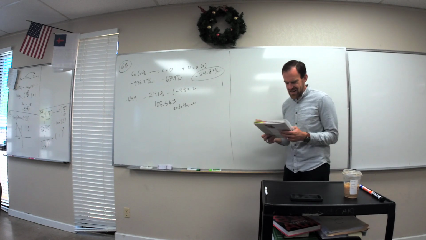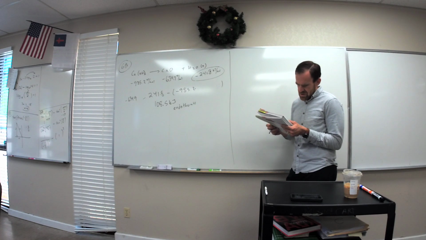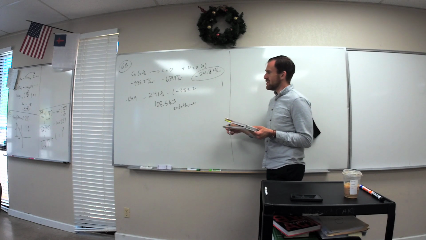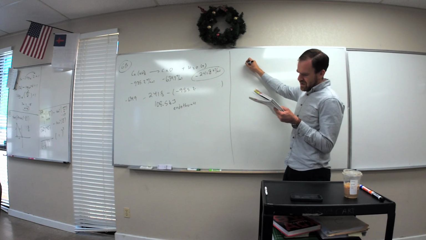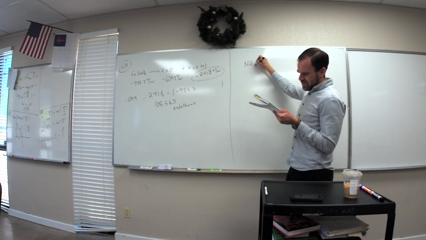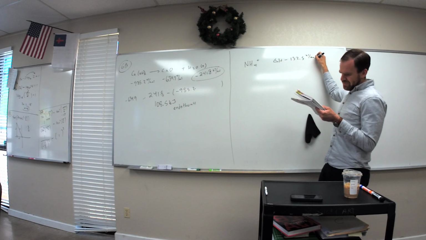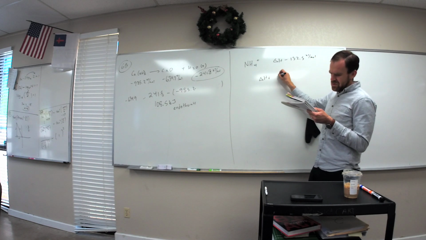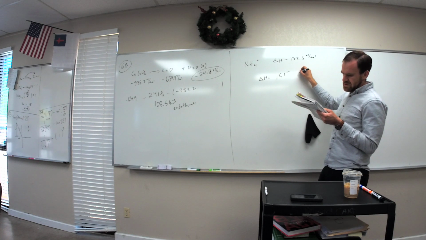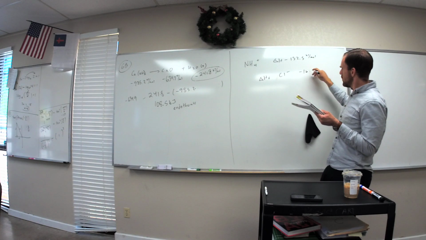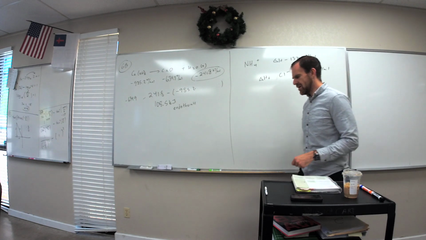Number 7. Some instant ice packs contain ammonium chloride, which dissolves to produce 2 ions in a reaction similar to that involving ammonium nitrate. So neither of those were ammonium nitrate. Okay, so the ammonium ion, NH4 plus, has a delta H of negative 132.5 kilojoules per mole, and delta Hf of chloride is negative 167.2 kilojoules per mole. Calculate the enthalpy of the solution.